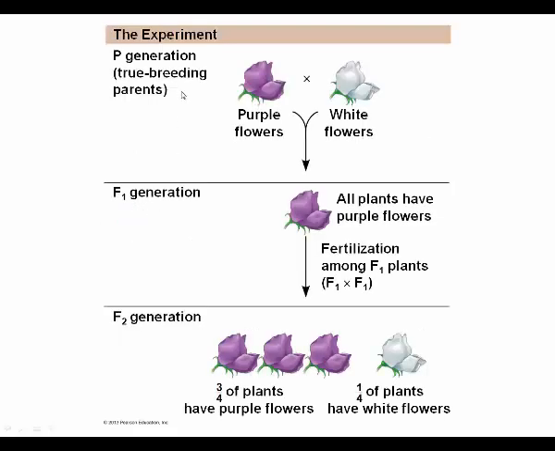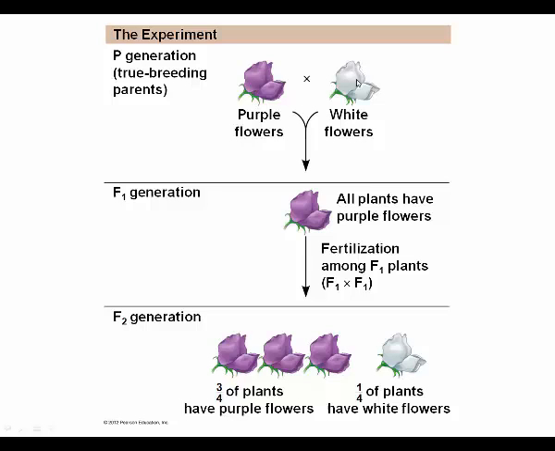His experiment involved taking first two true breeding plants in the P generation, and true breeding means that through successive rounds of self-fertilization, this plant never showed any other phenotype but purple. This one as well. So self-fertilization of this plant produces offspring that are also purple. When those offspring are self-fertilized, they're also purple. So many generations always producing purple flowers. Another way to think about true breeding is that they are homozygous for the allele that confers the version of the trait.